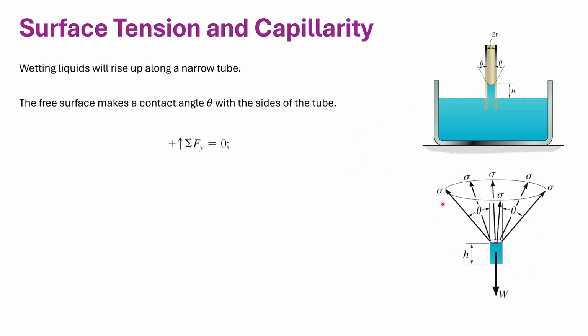If we analyze the forces in this portion of the tube in order to find how much water or that liquid rises in the tube, we have sum of Fy equals 0. Based on the analysis, we get this formula for H: H equals 2 sigma times cosine theta divided by rho g r.